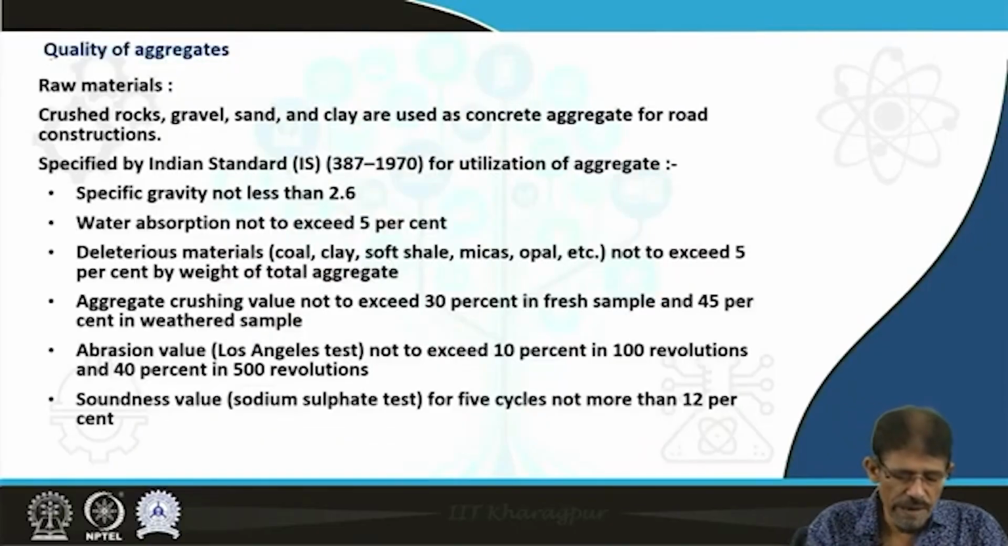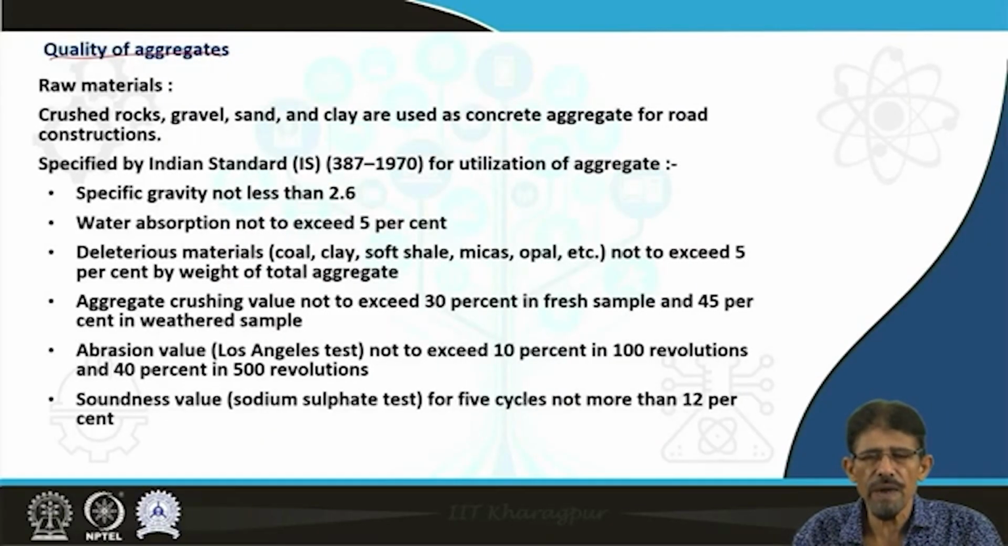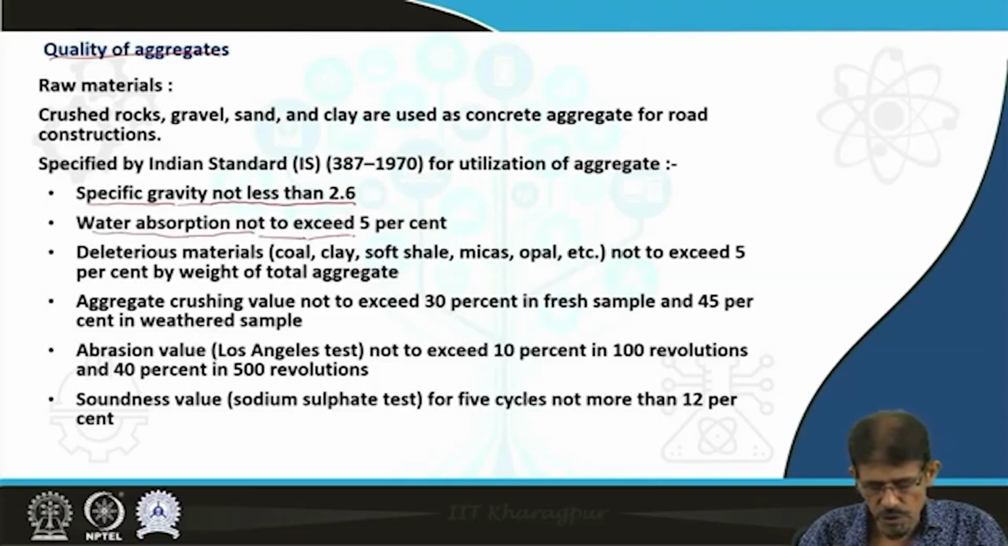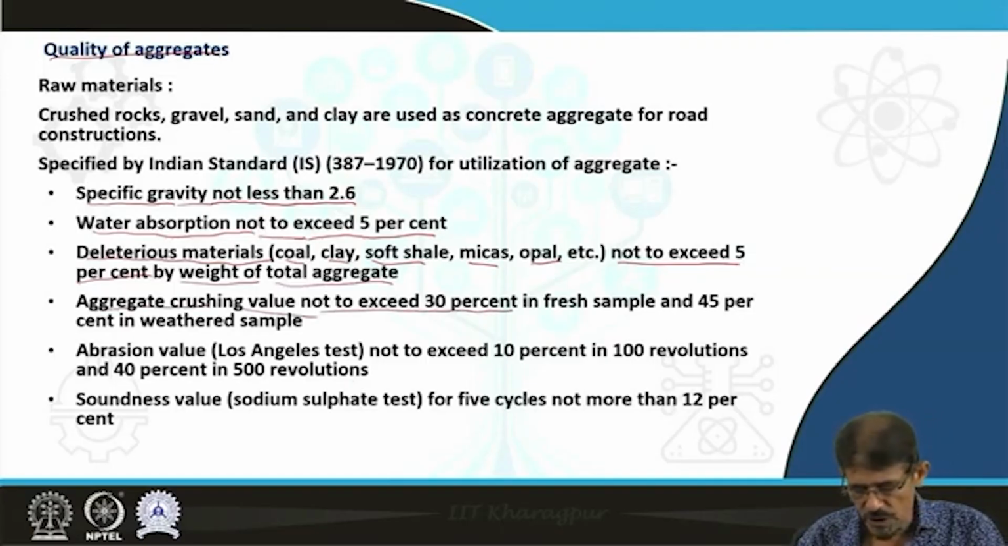As far as quality of aggregate is concerned, by which we are going to make different layers of pavement, the specific gravity should not be less than 2.6, water absorption not to exceed 5%, deleterious material like coal, clay, soft shell, mica, opals not to exceed 5% by weight of total aggregate. However, aggregate crushing value not to exceed 30% in fresh sample and 45% in weathered sample.